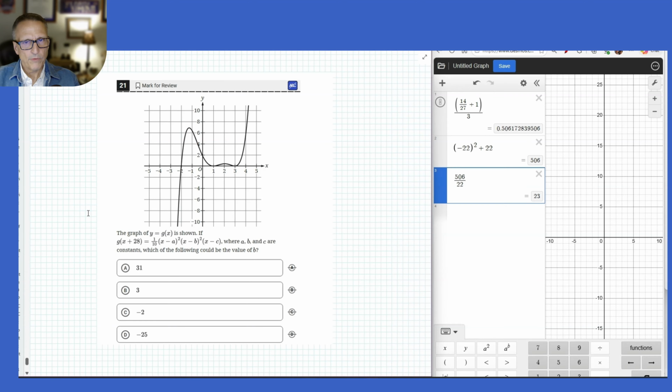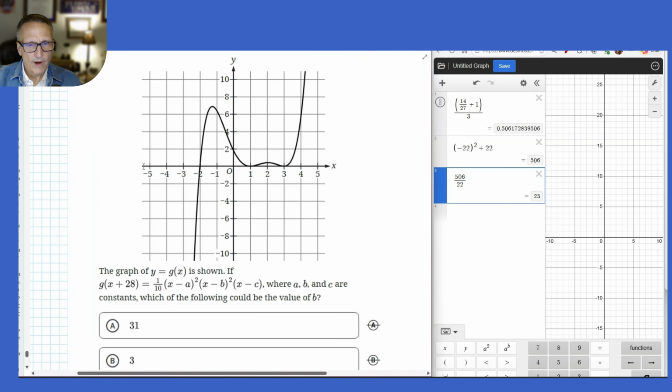I'm going to work number 21, and it gives me a graph of a function called g of x. But then it tells me that there's an equation, g of x plus 28. And what you have to know is that when you take a function g and replace x with x plus 28, you're doing a horizontal shift left 28. So what would happen is this whole graph is going left 28, which means these x-intercepts that are located here are all moving left 28.